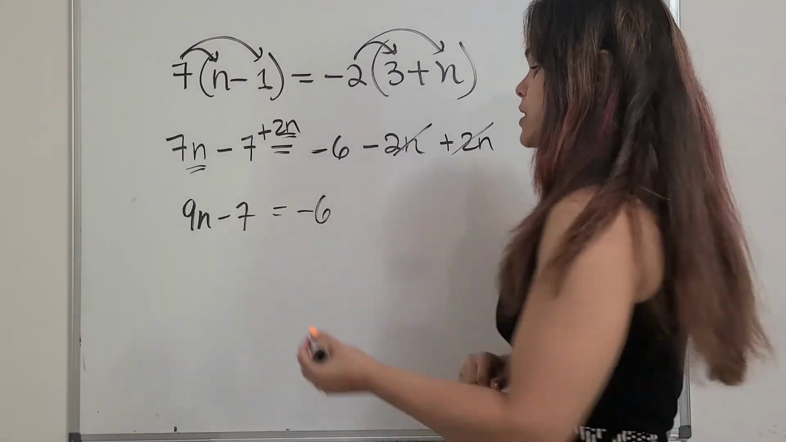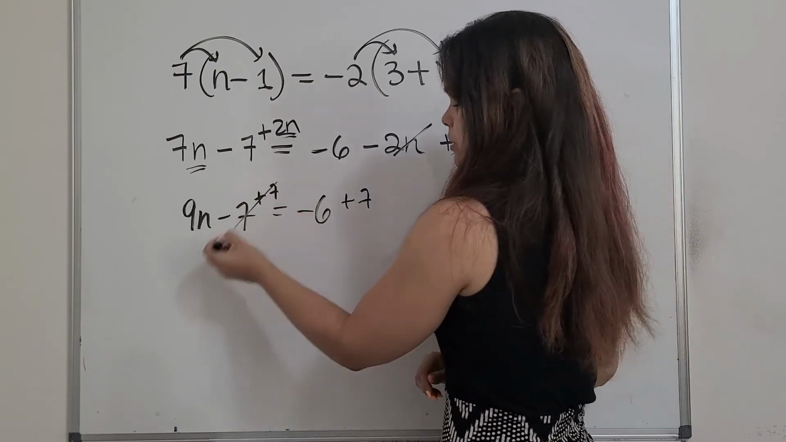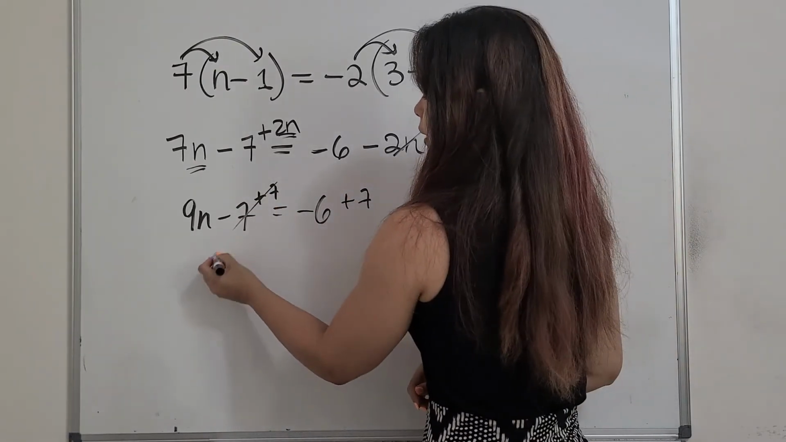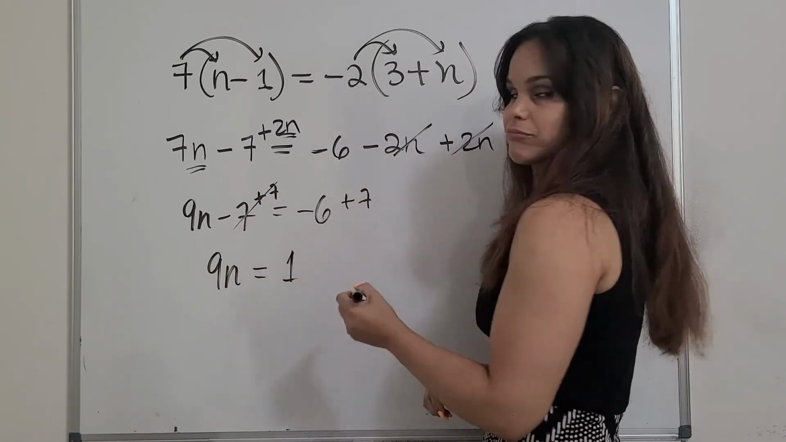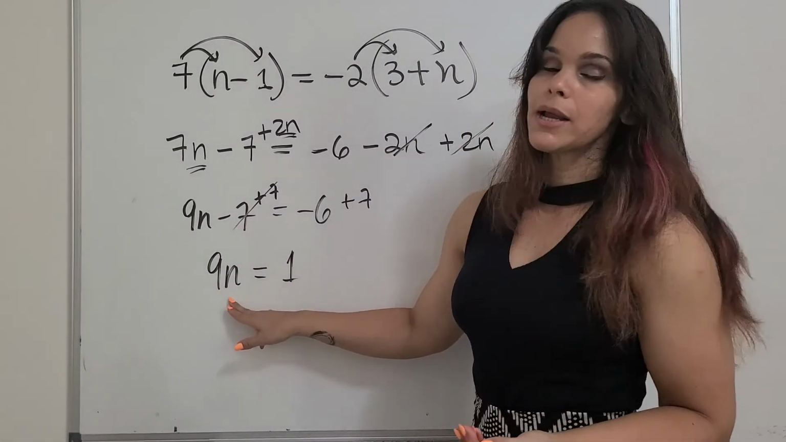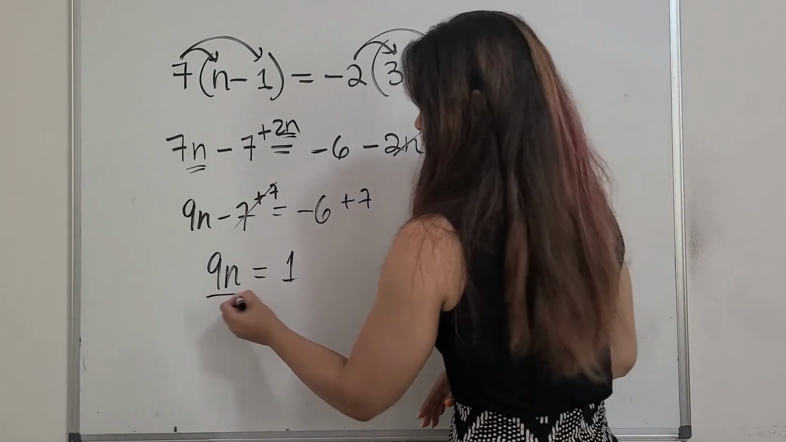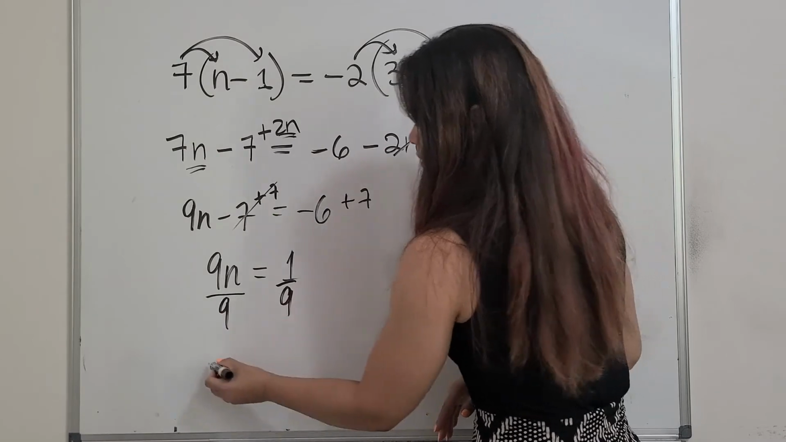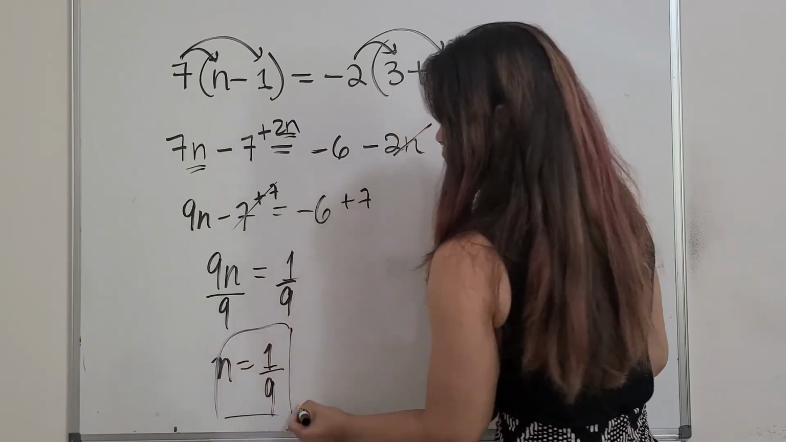And continue solving for n. So I'm going to add 7. Let's add 7 here, so we cancel the 7 here. It's going to be 0. And 9n plus 0 is 9n, and minus 6 plus 7 is 1. And last but not least, n is multiplied by 9. So what is the opposite of multiplying by 9? We divide by 9, of course. So we divide by 9, and then n is going to be 1 over 9, which is the solution for this equation.